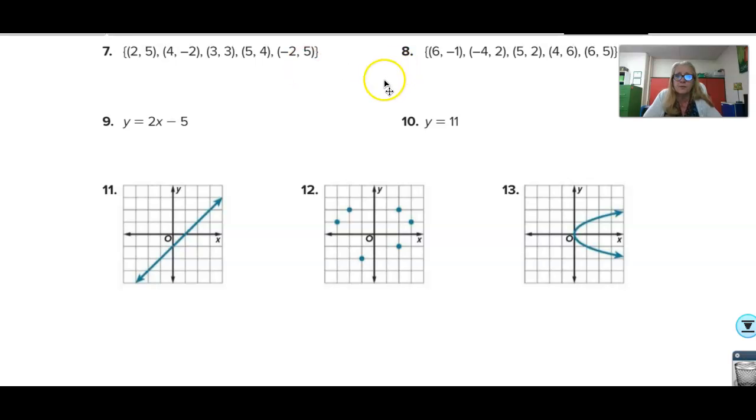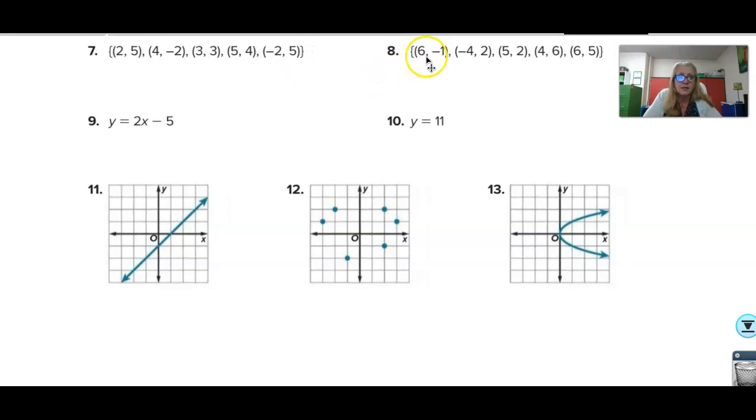Number 8, I see 2 6s. Here 6 maps to -1, here 6 maps to 5, not a function.